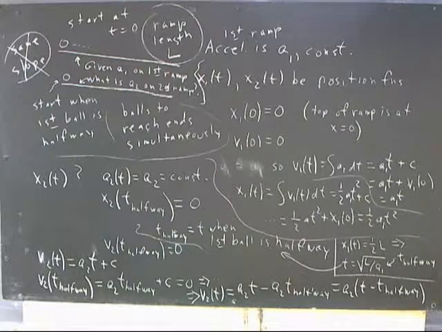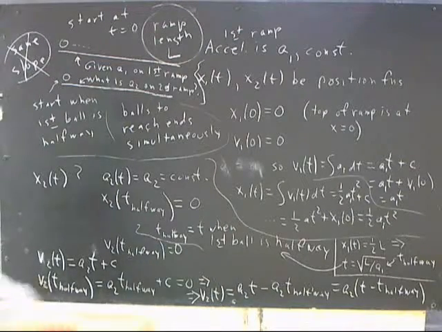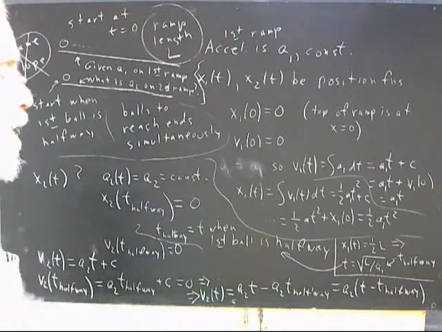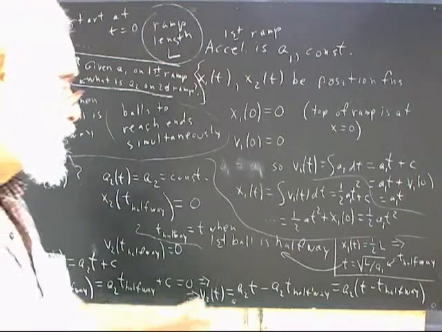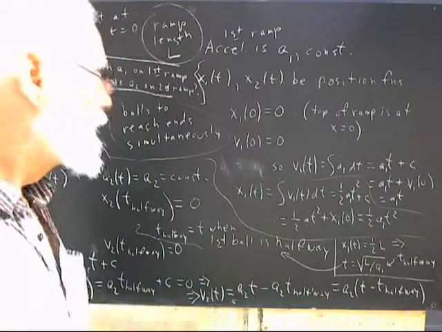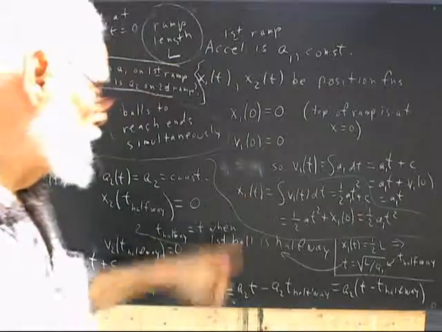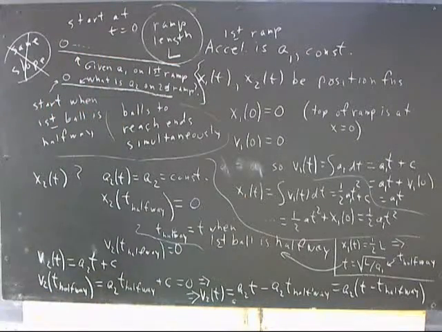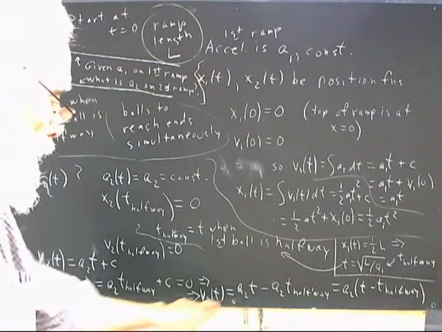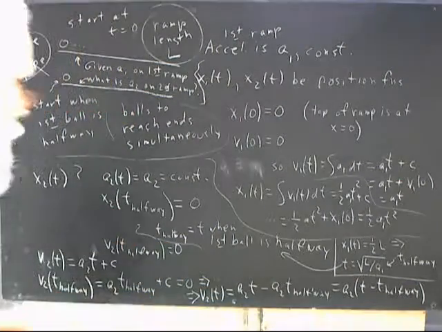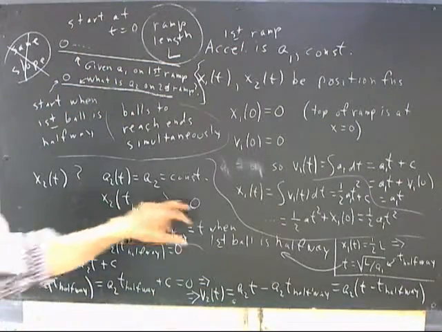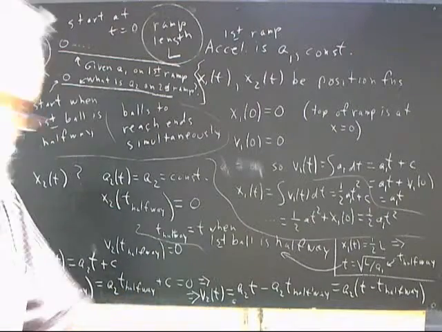So at this point we have the v1 and v2 functions, and we could set those equal and see when v1 equals v2 already. But let's go ahead and set the whole problem up. We've got the x1 function. We want to get the x2 function. That's going to involve integrating the v2 function and applying the condition that x2 of t halfway equals 0. Let's see how that works out.